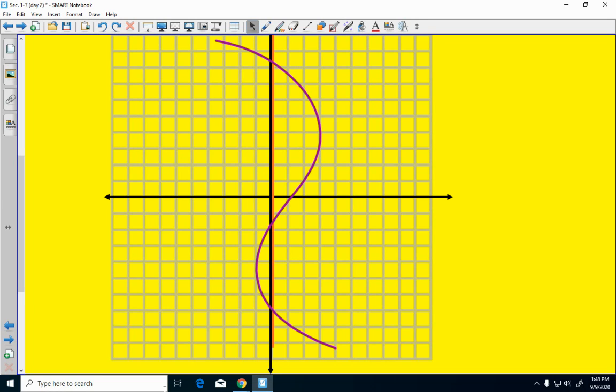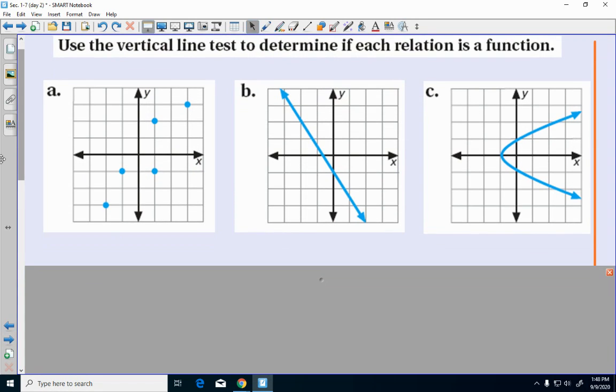Oh, you were coloring? Okay. Well, how about this? How about those three? Are any of those functions?